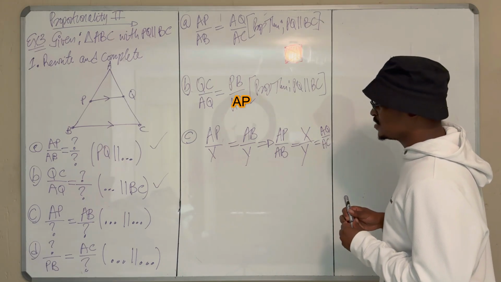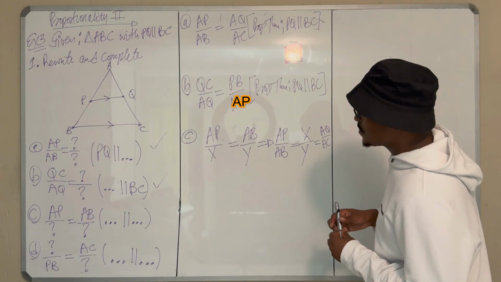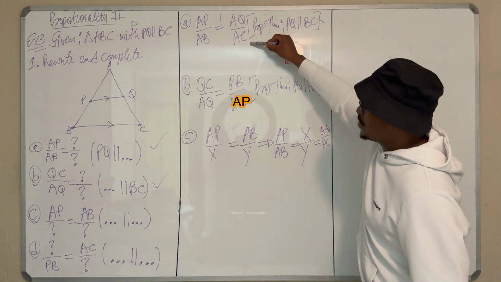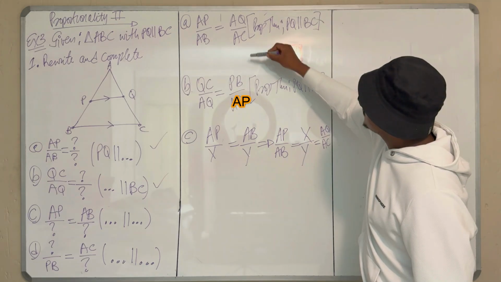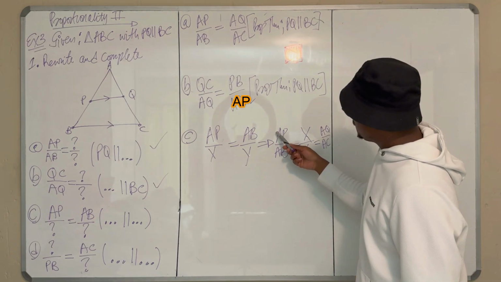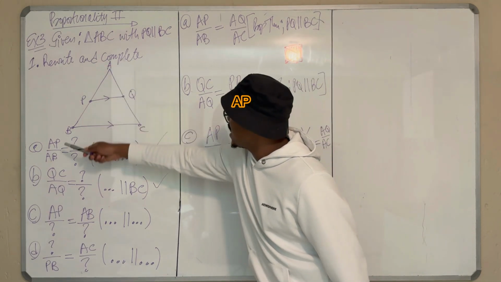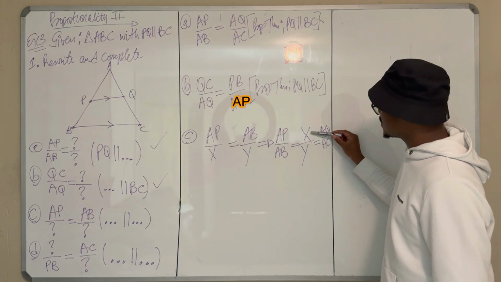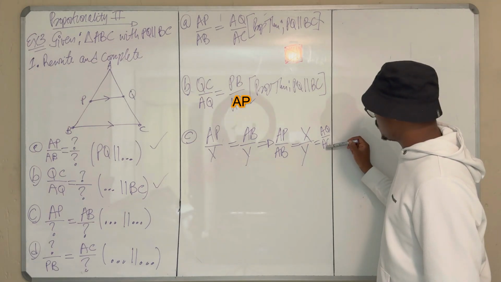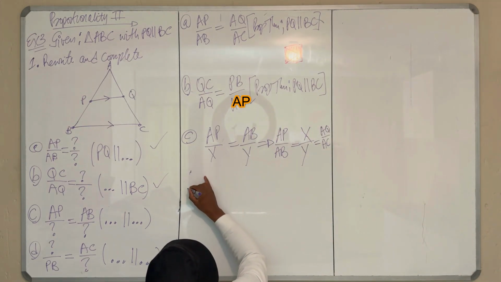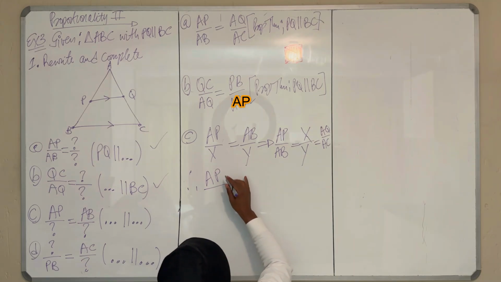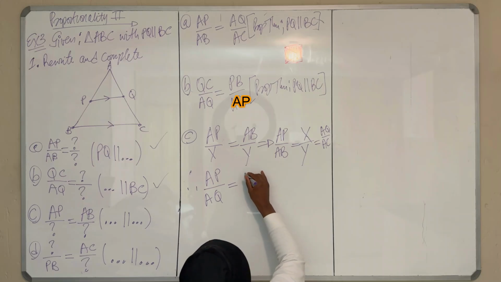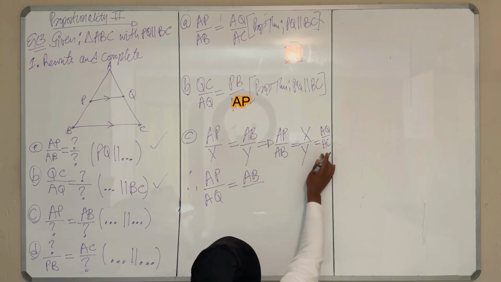Did you not have something like this? AP, I think it's this one. Because AP is the top part over the entire side. AQ over this. So this is our X and this is our Y. So the final answer will be AP over our X, which is AQ, is equal to AB over our Y, which is AC.